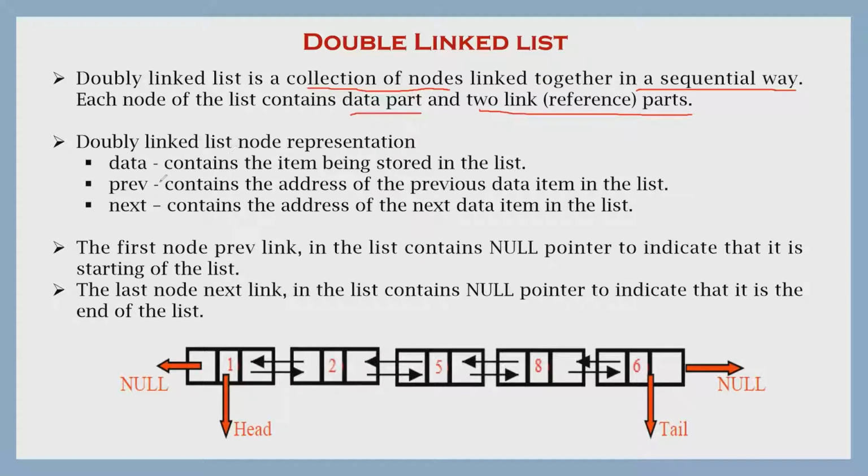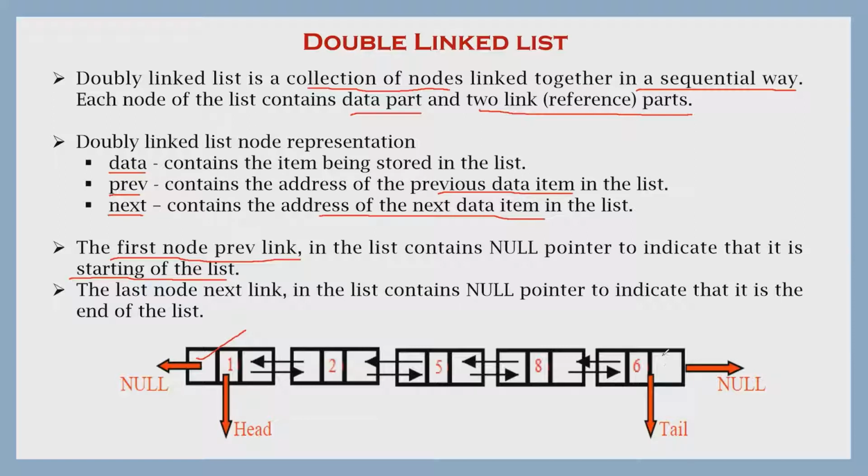So a node in a double linked list mainly consists of three things: data, a previous pointer, and a next pointer. Data contains the item to be stored in the linked list, previous contains the address of the previous data item in the list, and next contains the address of the next data item in the list. Always make sure that the first node's previous link contains null, which indicates that it is the start of the double linked list.